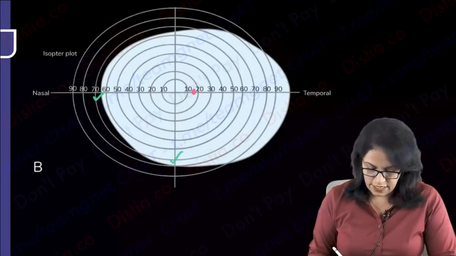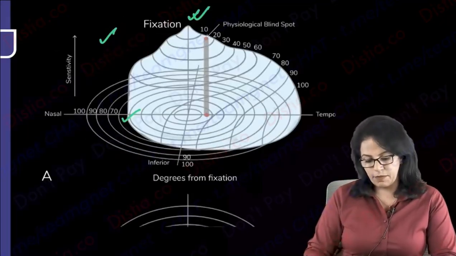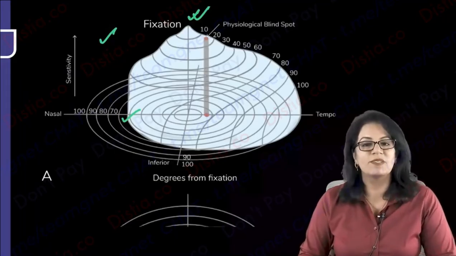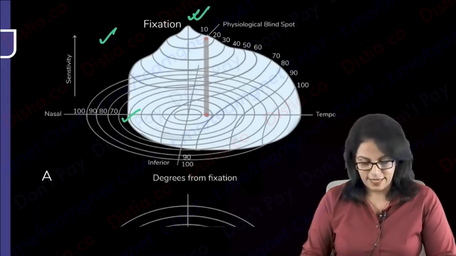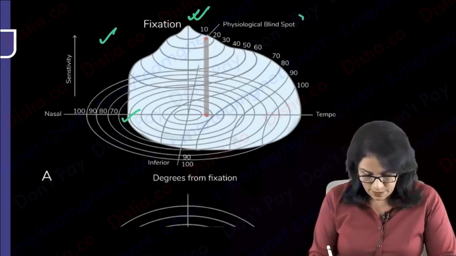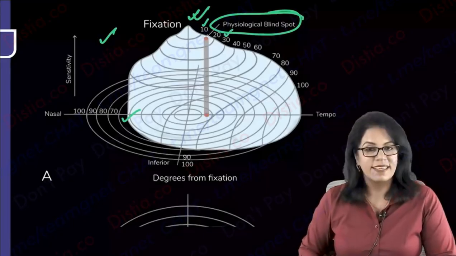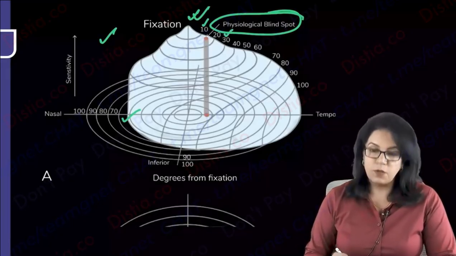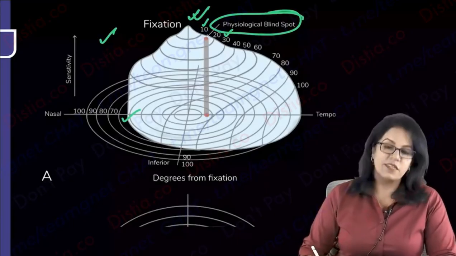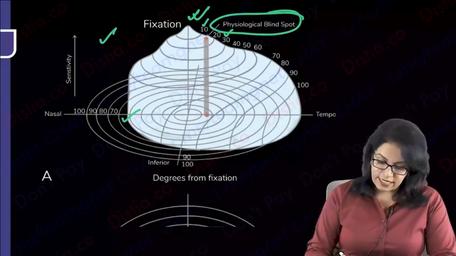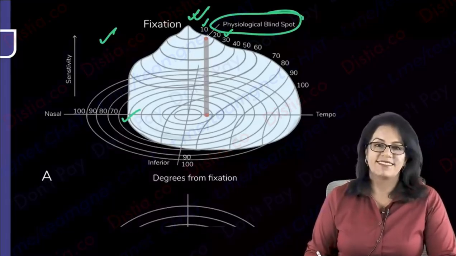And we'll learn here inferiorly it is 70. So there can be a little variation in different sources, but this is what we will learn and answer in the exam. And can you see the blind spot? It is between the 10 to 20 degree isopter. This is the 10 and 20 degree isopter. The sensitivity is being shown, how it is maximum at the fovea and how it keeps decreasing like this. Nasally it drops very acutely and temporally it drops slowly, right?